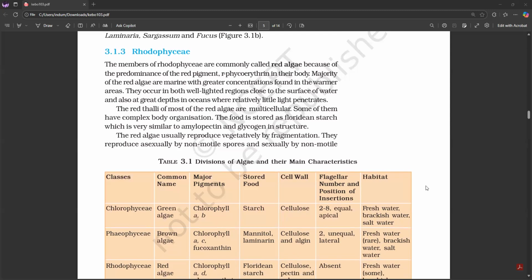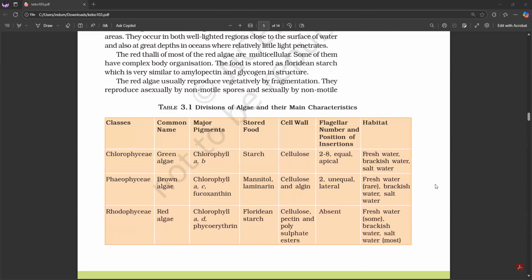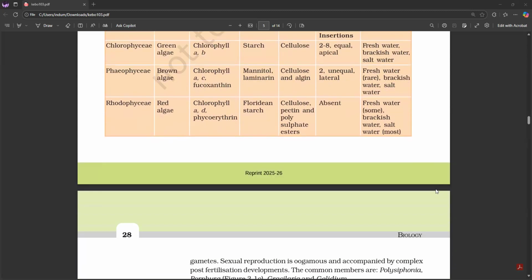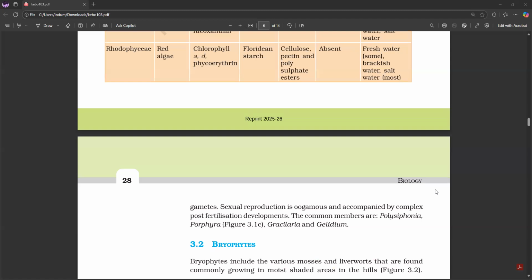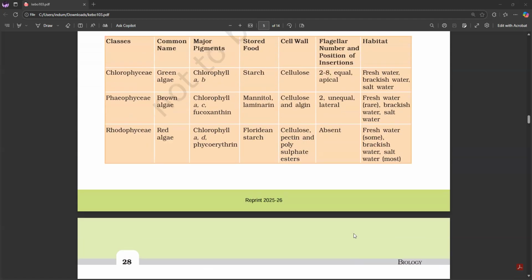The food is stored as floridean starch, which is very similar to amylopectin and glycogen in structure. The red algae usually reproduce vegetatively by fragmentation. They reproduce asexually by non-motile spores and sexually by non-motile gametes. Sexual reproduction is oogamous and accompanied by complex post-fertilization developments. The common members are Polysiphonia, Porphyra, Figure 3.1c, Gracilaria, and Gelidium.